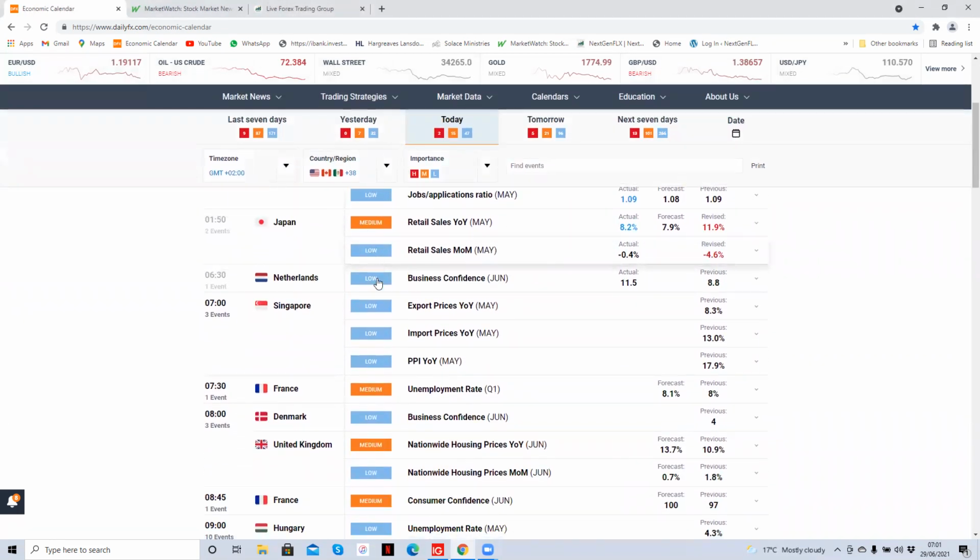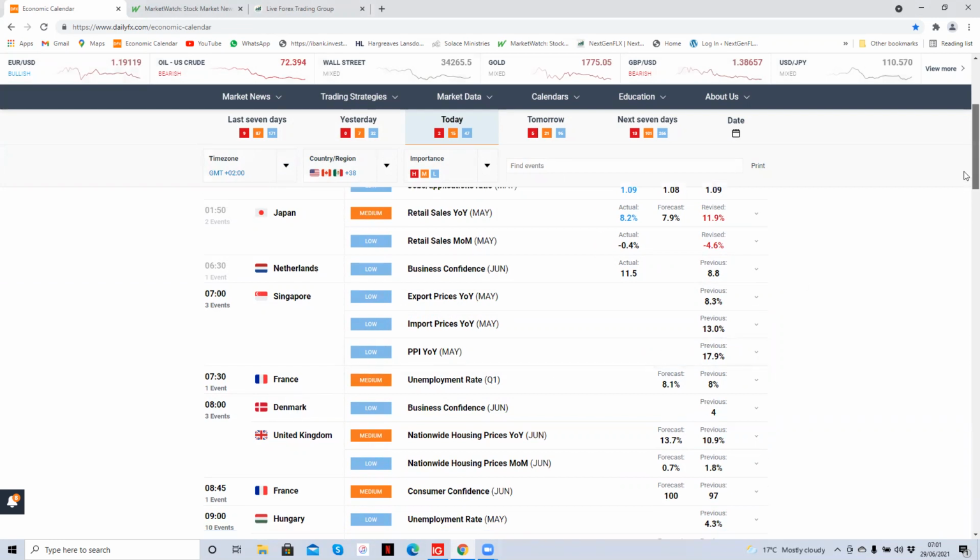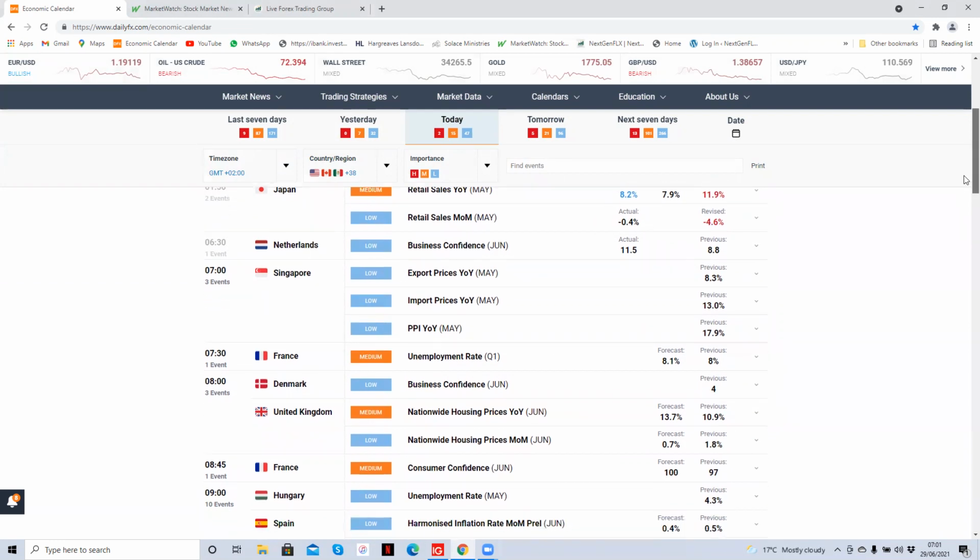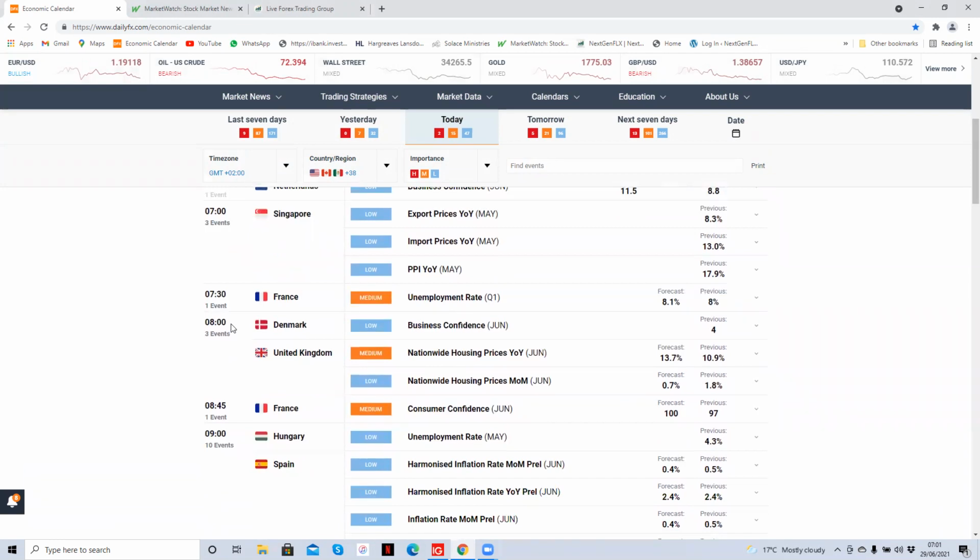Of course, we can just ignore reports of low importance. We can also ignore reports from France and Denmark because unfortunately they don't impact the market. At 8 o'clock from the UK, it's always good to note reports of medium importance because they could potentially affect the market. And usually anything to do with the housing market could potentially affect the market, but that's why they are classed as a medium.